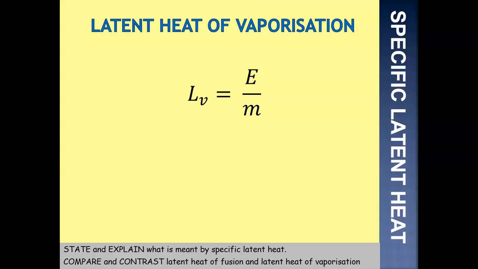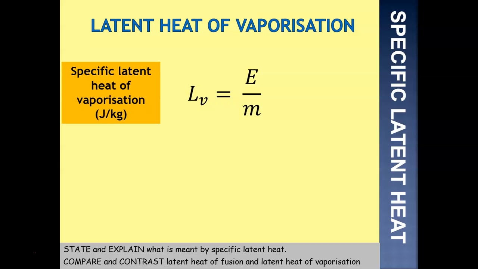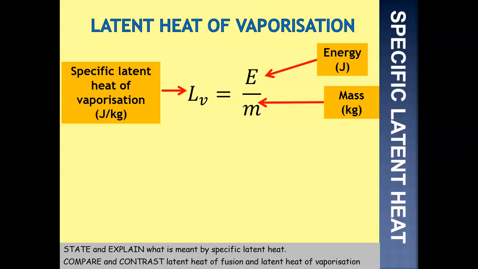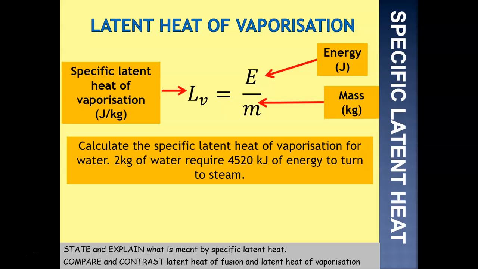Again, latent heat of vaporization is exactly the same equation. The energy required divided by the mass of the object. Units are exactly the same. So here's our second question. The specific latent heat of vaporization for water, if 2 kilograms of water require 4,520 kilojoules of energy to turn into steam. Pause the video whilst you attempt that.